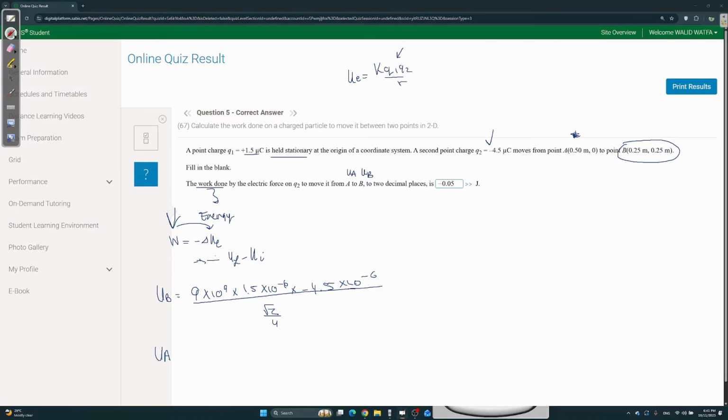Same formula, kQ1Q2 over R. So 9 times 10 to the power of 9, times Q1, which is 1.5 times 10 to the minus 6, times Q2, which is this, all over the distance at A. And at A, the distance is simply 0.5.